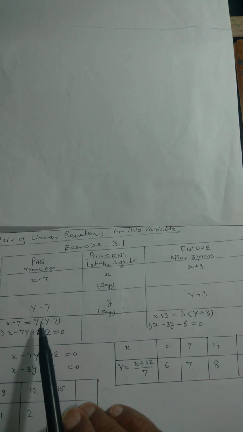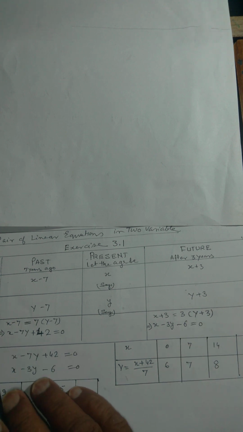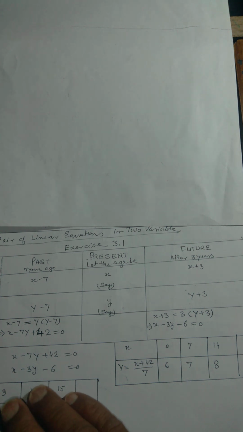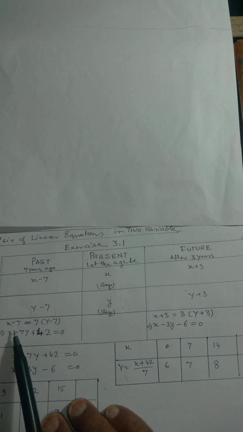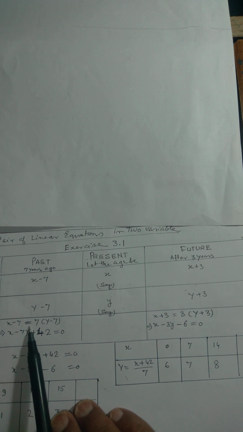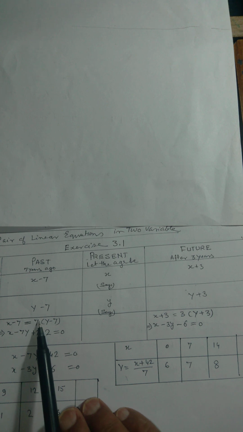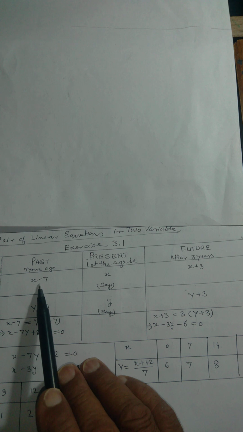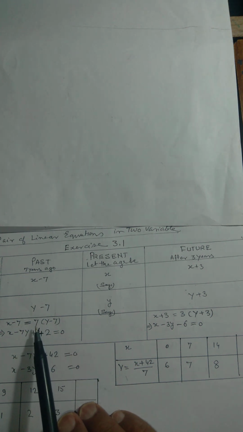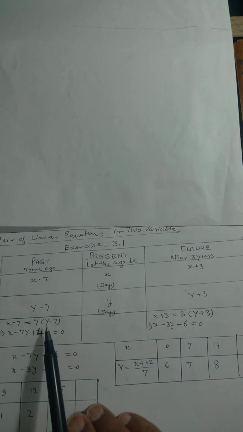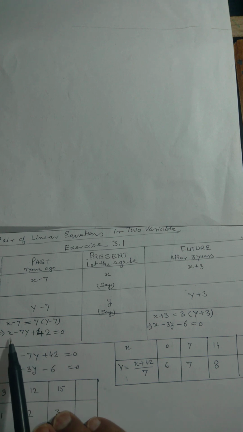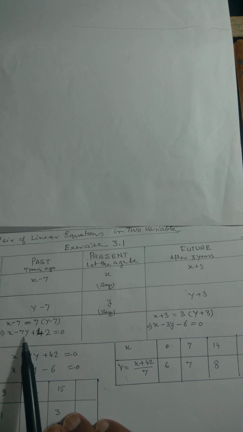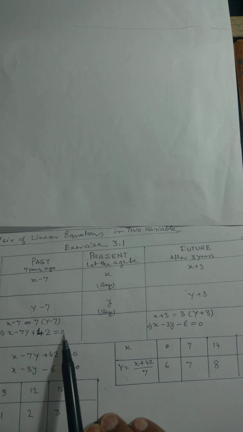Now the relation is given also. You see, I have made the columns also: Aftab, daughter and relation according to the question. So X minus 7 will be equal to 7 times the bracket Y minus 7. Means Aftab will be 7 times as old as his daughter. That is, you see, X minus 7Y plus 42 will be equal to 0. This will be one of the equations.